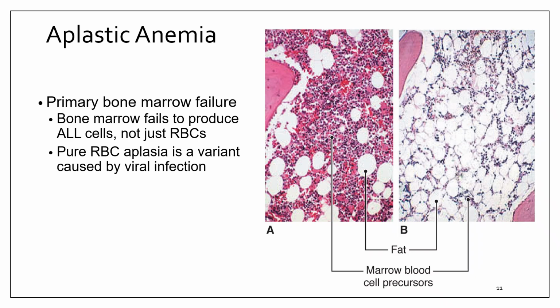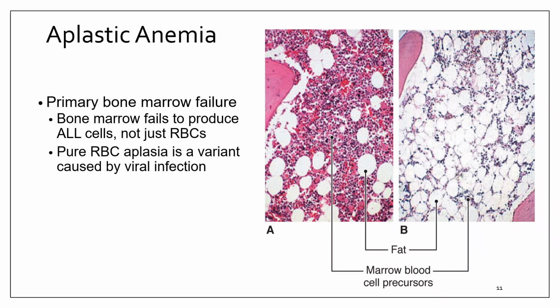Causes of aplastic anemia may be idiopathic, which seems to be the most common, autoimmune-mediated stem cell destruction, and drug-induced, as well as chemical exposure, so benzene, things like that. Also, viral infections and radiation are thrown in there as well.